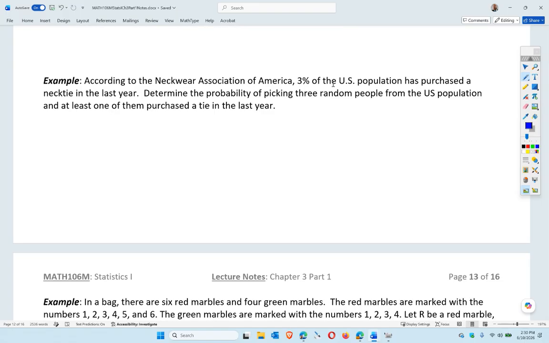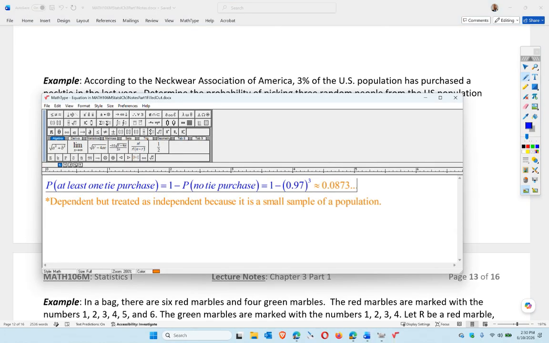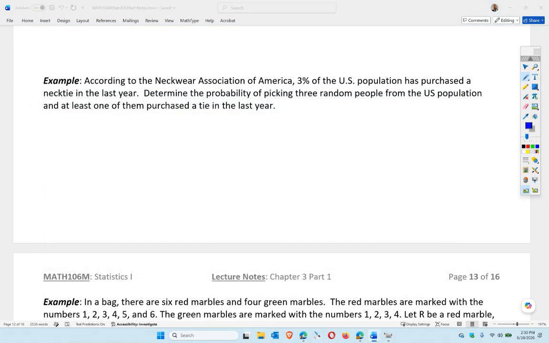Okay, so you're reading this, you're like, well, this is a dependent scenario, because if I take a person out of the population, there's one less. That's going to change the probability of the next person. Yes, that's true, but whenever you're doing a population model, taking one person out of the population matters so little when you're doing a small sample that you're actually going to treat it as an independent scenario. Okay?